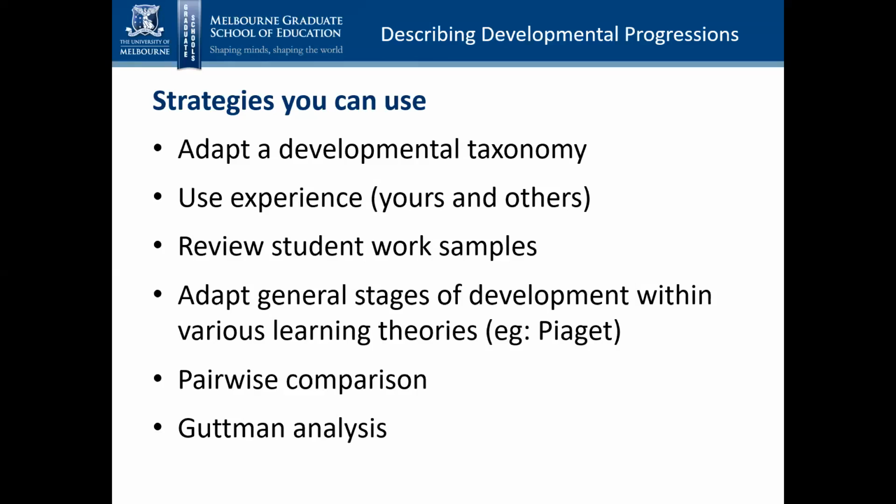Another strategy that you can use is to adapt general stages of development within various learning theories, for example, Piaget. Another way is that you can use a process of pairwise comparison. In a process of pairwise comparison, people make a series of judgments about which of a pair of skills or a pair of behaviours is more difficult. Once you've compared every possible pair, you then have a ranking of all of these behaviours from the easiest right through to the more difficult.